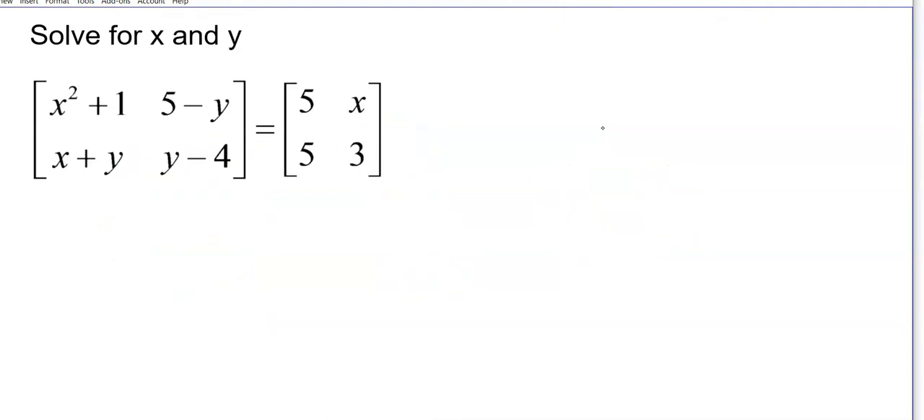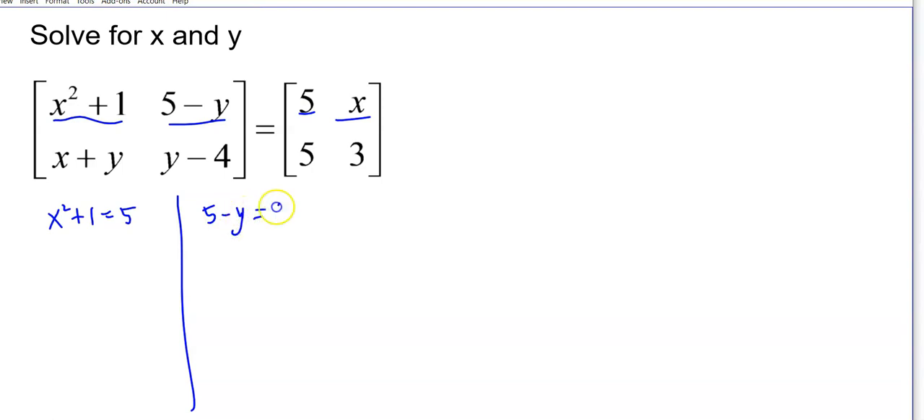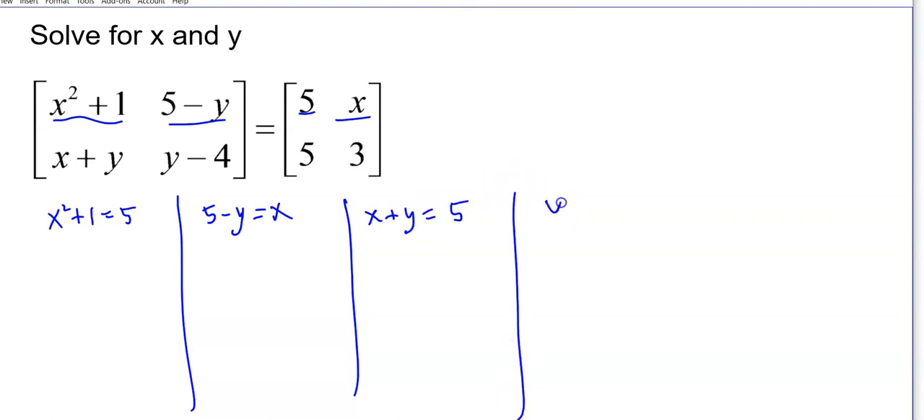This one looks a little bit more challenging. You can see those are 4 different cells, so you've got 4 different equations. I'm just going to set up the equations down low. We'll take the top left-hand term: x squared plus 1 equals 5. This is going to be 5 minus y equals x. x plus y equals 5. And y minus 4 equals 3.